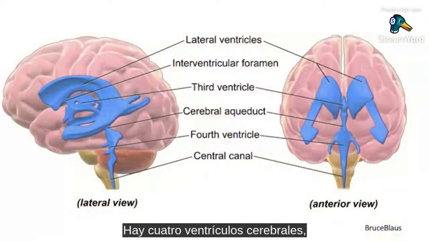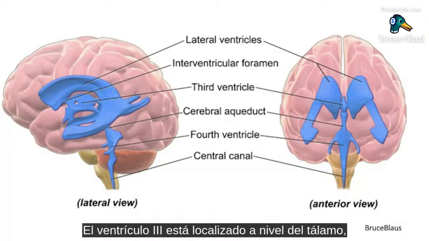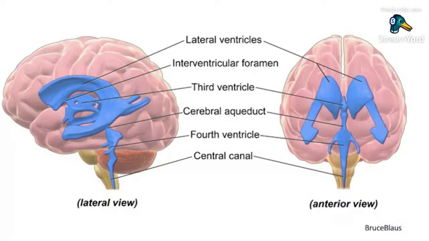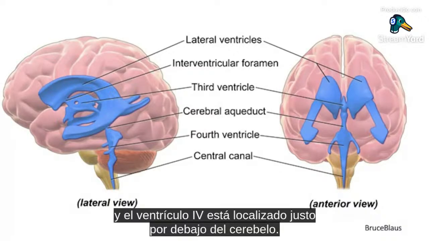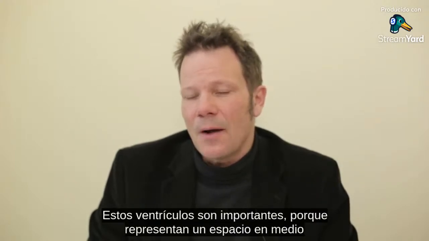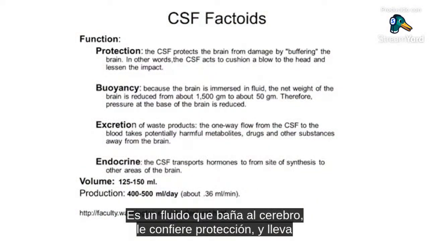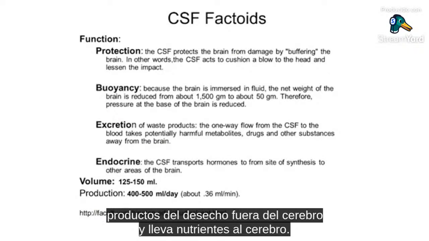There are four ventricles of the brain, the lateral ventricles, which are also labeled ventricles 1 and 2, and then ventricles 3 and 4. Ventricle 3 is located around the level of the thalamus, and ventricle 4 is located just below the cerebellum. These ventricles are important because they represent a space in the center of our heads, and we have fluid that's transmitted through this space called cerebrospinal fluid. It is a fluid that bathes the brain, provides the brain protection, carries important waste products out of the brain, and brings nutrients to the brain.